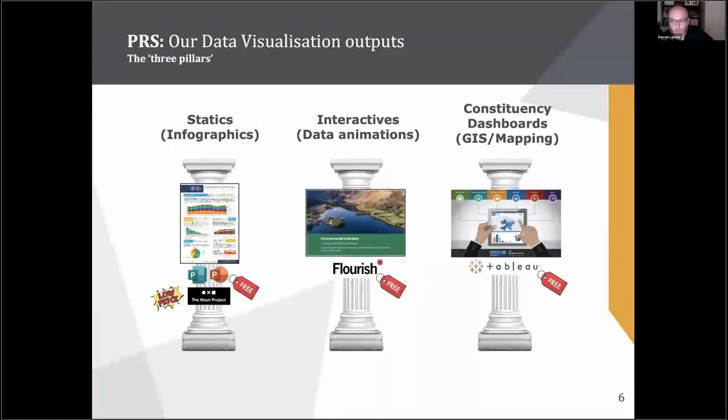Key point though about all these things is they're all free, except the software we use to do the static graphics. We simply use Microsoft Publisher or Microsoft PowerPoint. We use icons as well, so we use a standardized icon database, which is Noun Project. It's available at a low price. I promise you, it's the only expense we have when it comes to infographics in a year.